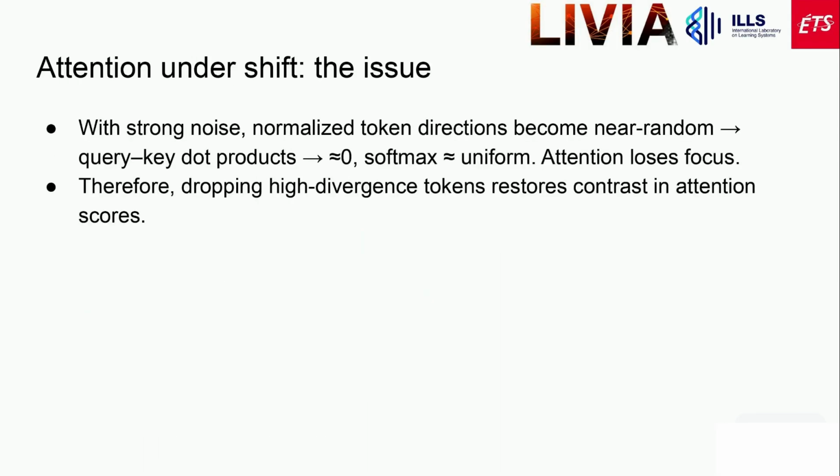Under shift, layer norm stabilizes magnitudes but token directions become unstable. Query-key dot products drift towards zero, softmax turns nearly uniform, and heads lose selectivity. If we remove the most divergent tokens, attention regains contrast and the remaining structure aggregates more reliably. That is the bet behind Purge-Gate.